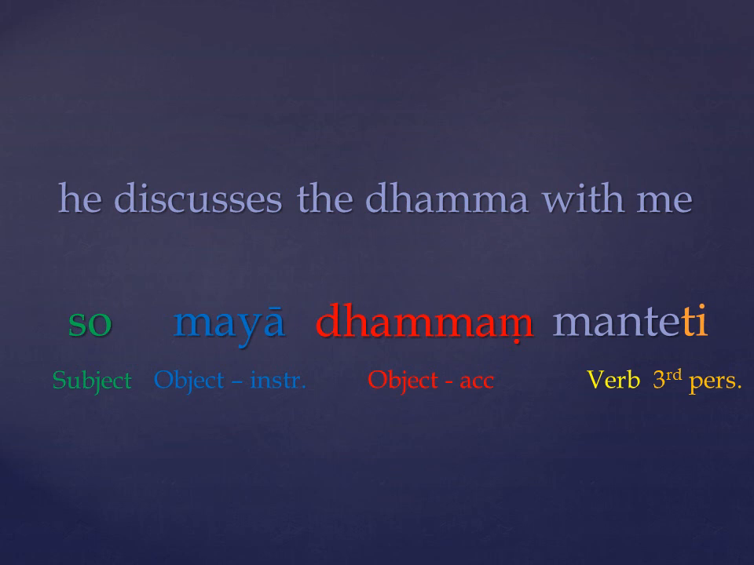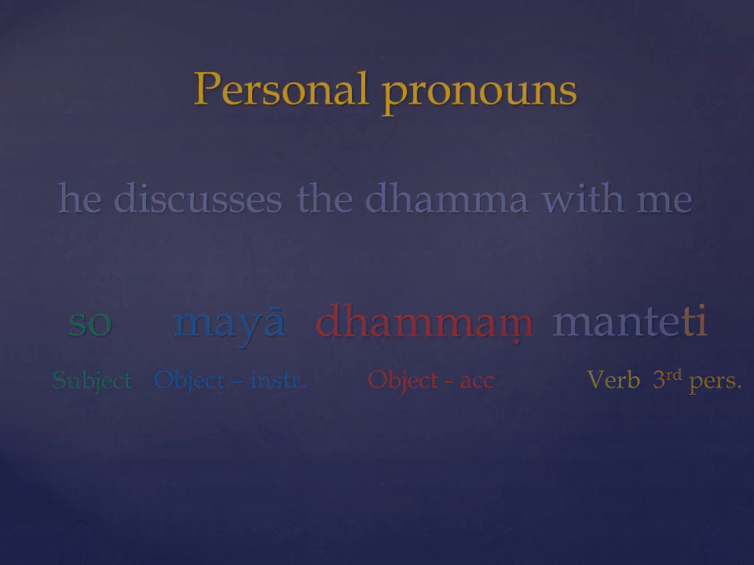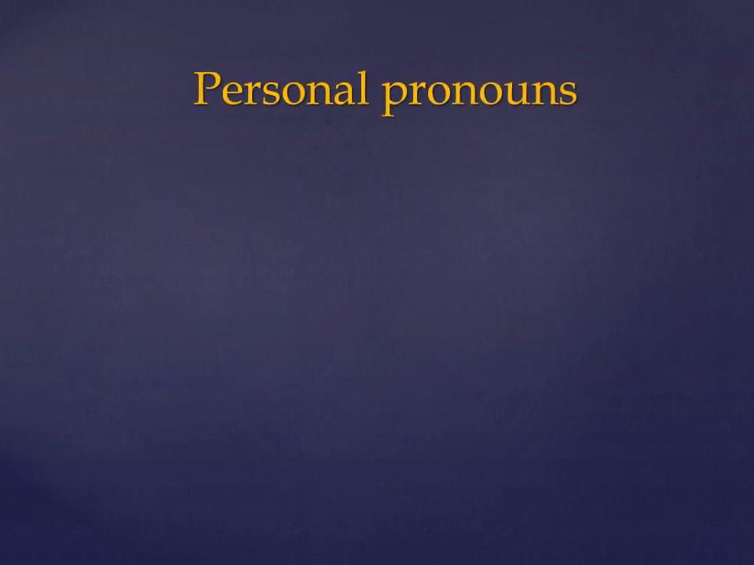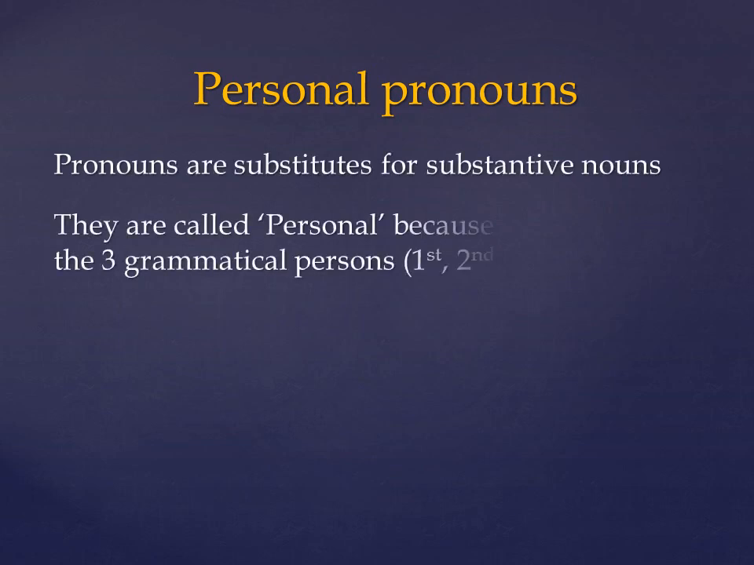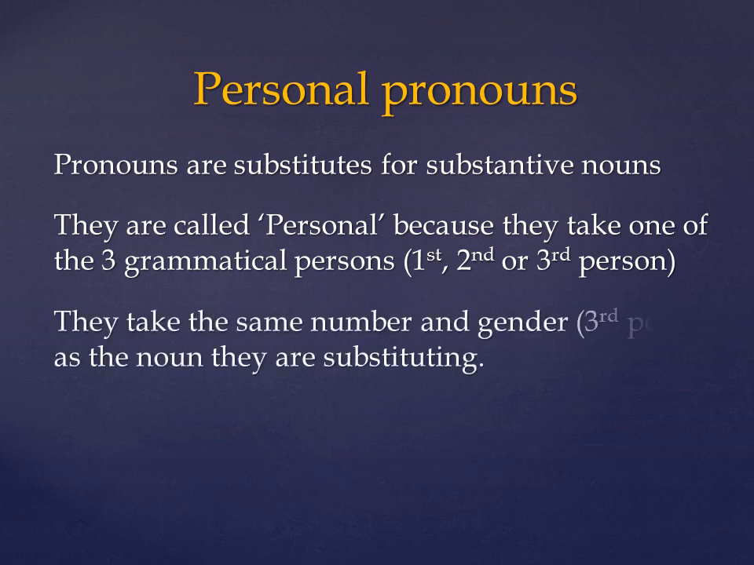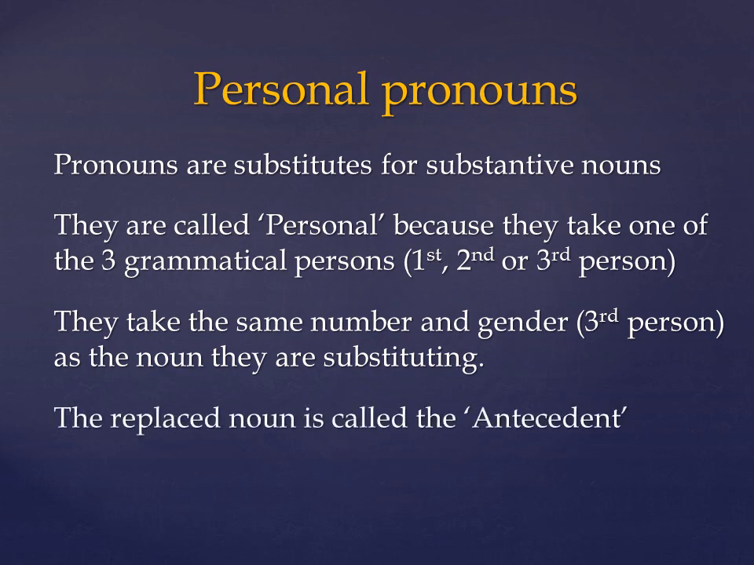Well, that's a very quick run-through of personal pronouns. Okay, so let's recap. Pronouns are substitutes for substantive nouns. They're called personal because they take one of three grammatical persons, that is, first, second or third person, like verbs. They take the same number and gender, if in third person, as the nouns which they are substituting. And this replaced noun is called the antecedent. Also, although they're very irregular, they take cases which identifies the role that they play as if they were a noun.